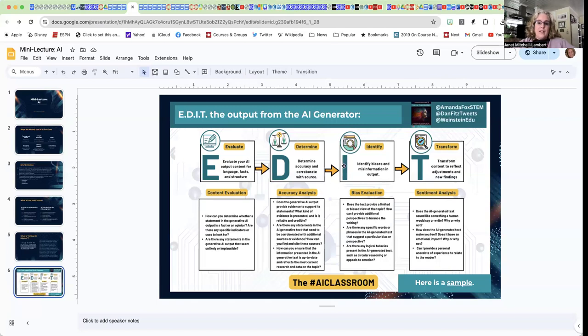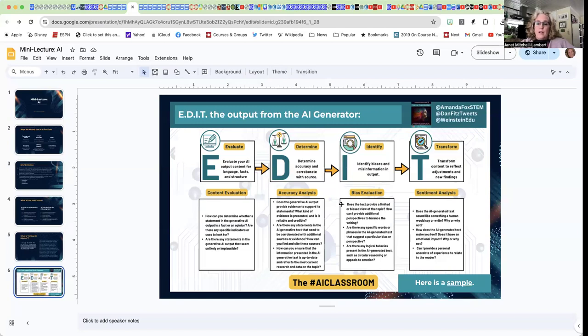We also need to identify biases and misinformation in output. So again, we talk a little bit about this bias. So some questions to ask is, does the text provide a limited or biased view of the topic? And how can I provide additional perspectives to balance the writing? So that's really important to ask and find out as well.